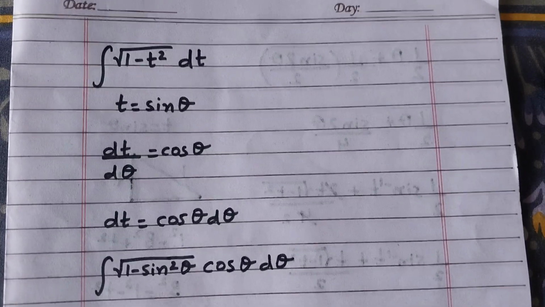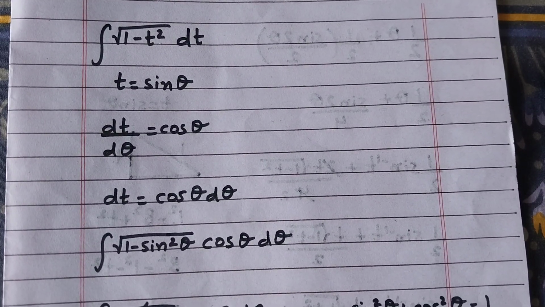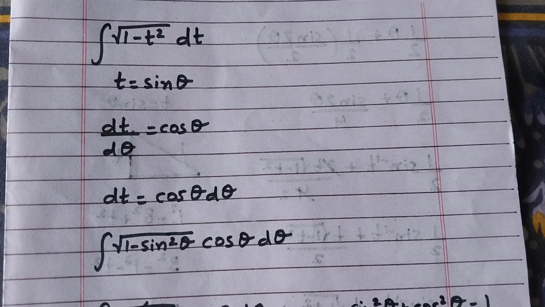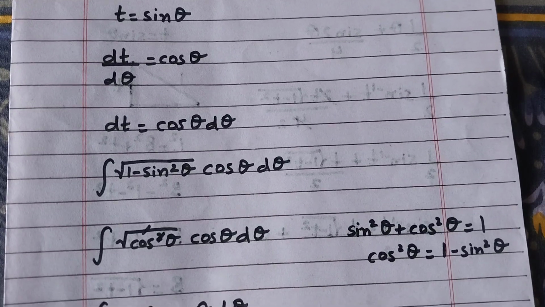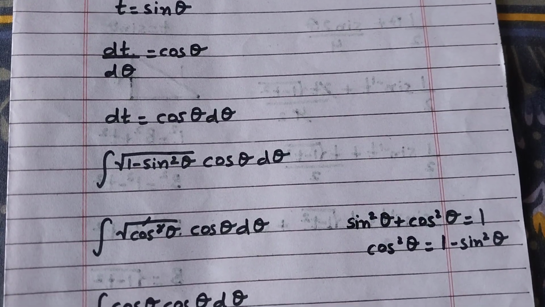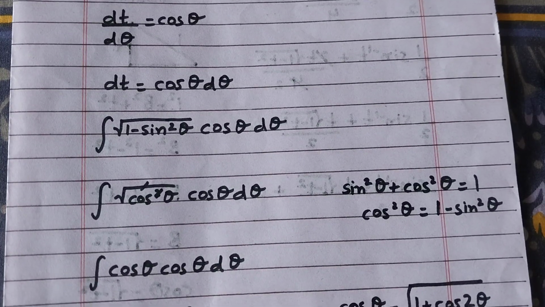Now we will replace the values of dt and t in this integral. So it will become square root of 1 minus t square, where t is sine theta, so t square will be sine square theta, and dt is just cos theta d theta. So this whole integral is now in terms of theta. So now we will evaluate it.